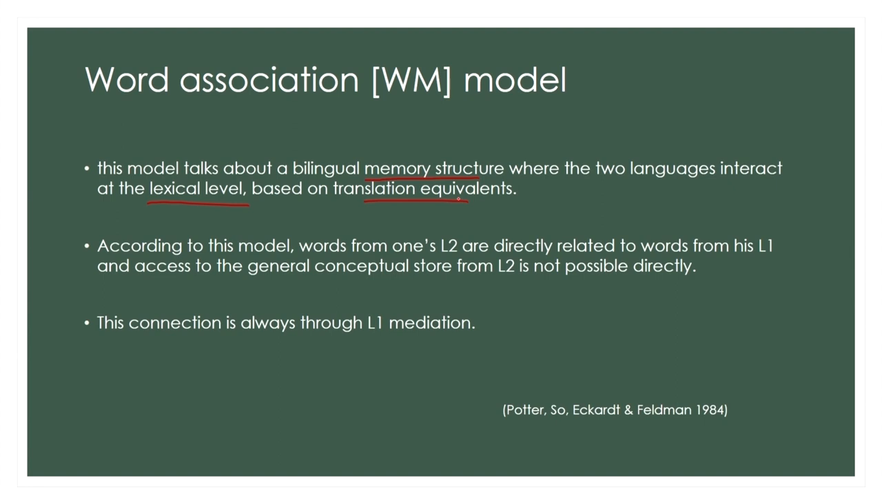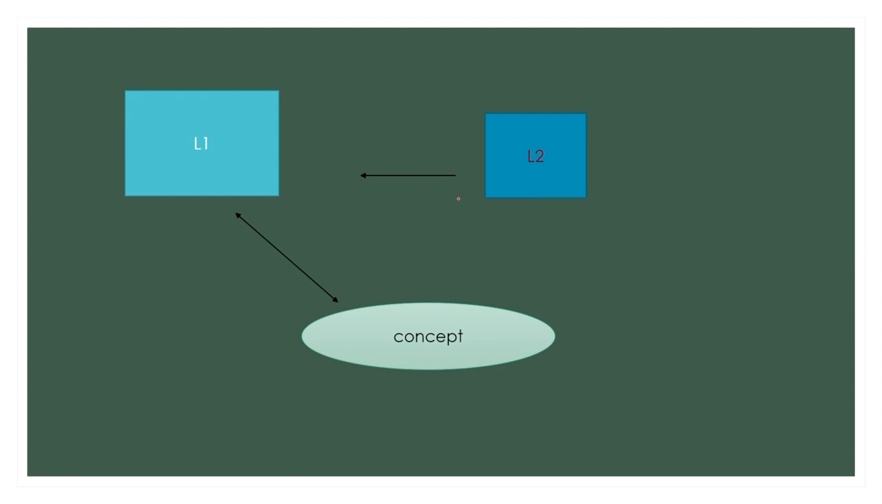So let's see this through a pictorial method. This is your L1. This is much larger. The lexicon is larger, as we have tried to show by different sizes. So L2 has a smaller vocabulary. That is the first thing. Now this is the lexical level, and this is the conceptual level. Now the conceptual level is not accessible. This is not possible. L2 cannot access the conceptual level directly. This model says that L2 words are connected to L1 words through translation, and then from L1 one has to access the conceptual level. There is no connection between L2 and the conceptual level possible.